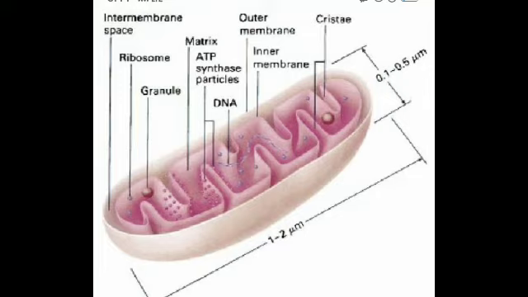Next, mitochondrial membrane. It consists of two membranes called inner and outer membrane. Each membrane is 60 to 70 angstrom thick. Outer mitochondrial membrane is smooth and freely permeable to most small molecules. It contains enzymes, proteins and lipids. It has porin molecules, the proteins which form channels for passage of molecules through it.